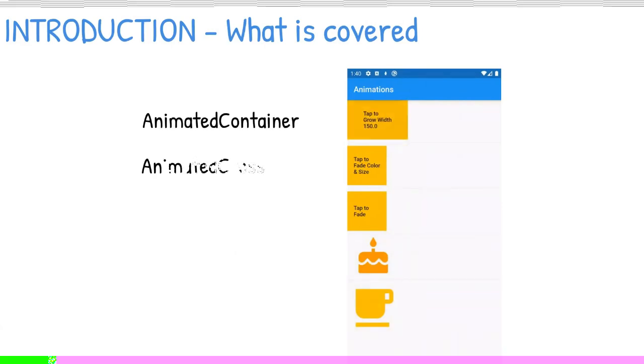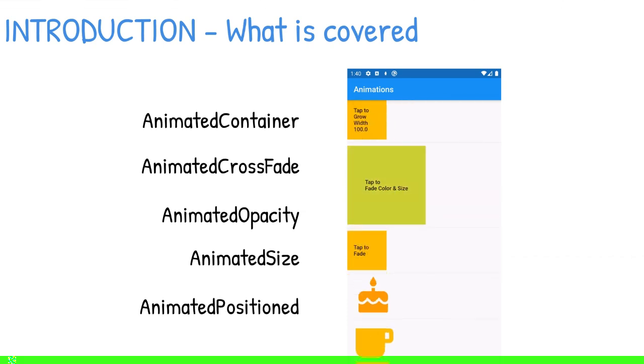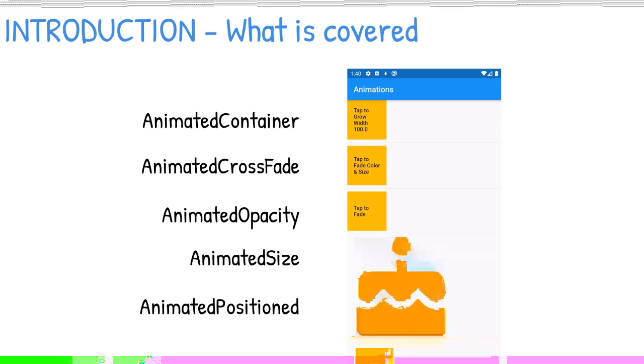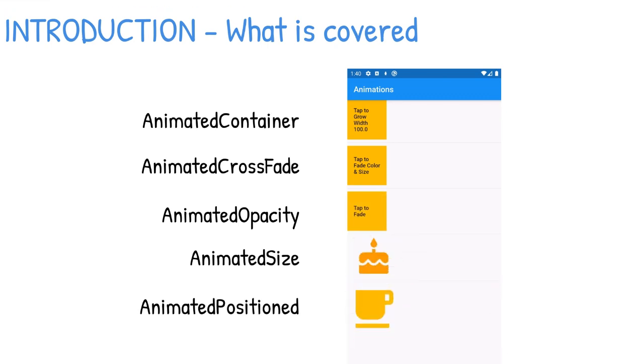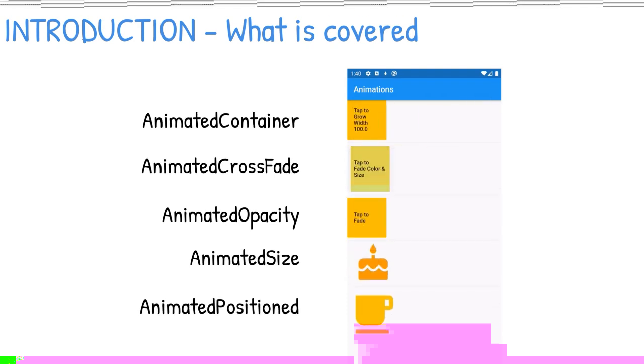In this video, you're going to take a look at how to use AnimatedContainer to gradually change values over time, how to use AnimatedCrossFade to crossfade between two children widgets, how to use AnimatedOpacity to show or hide widget visibility by animated fading over time, how to use AnimatedSize to animate the size of a widget, and how to use AnimatedPositioned to animate the position of a widget in a stack.